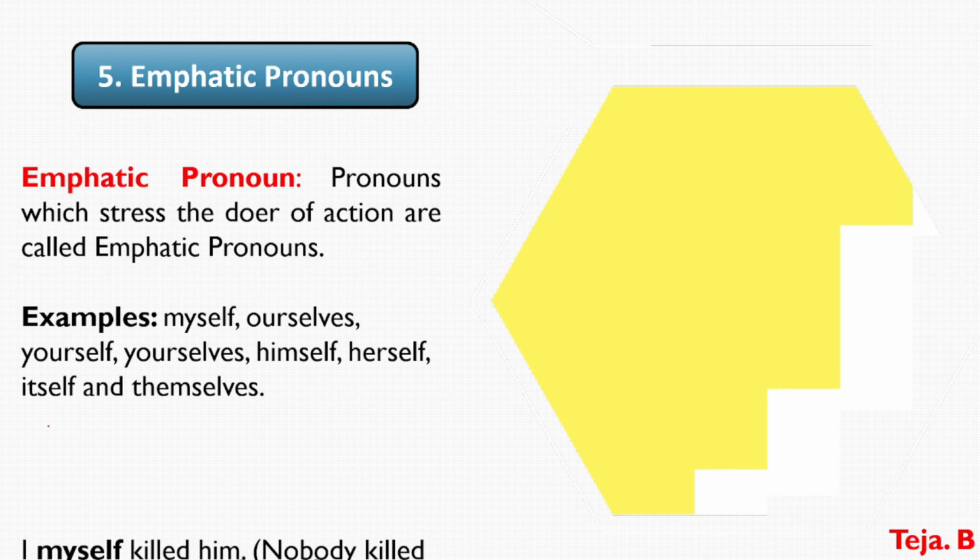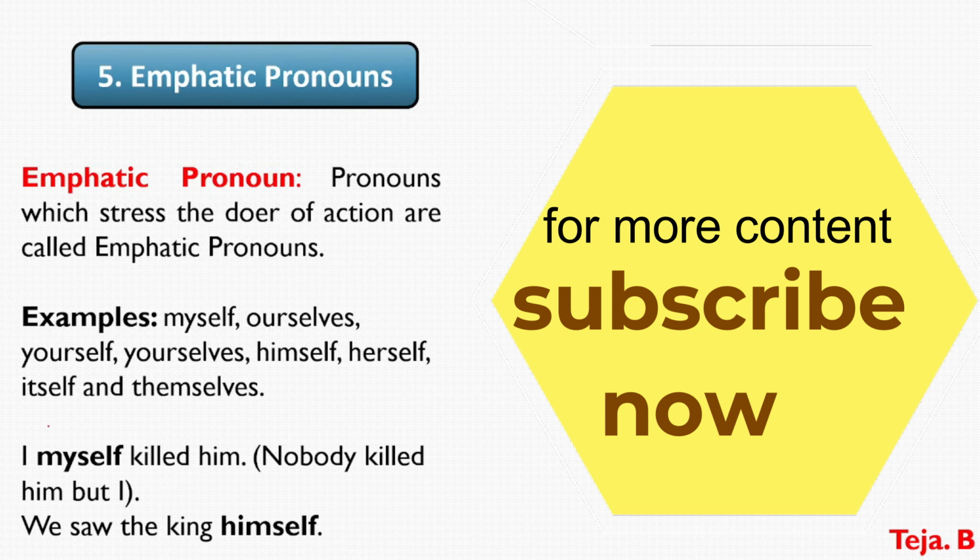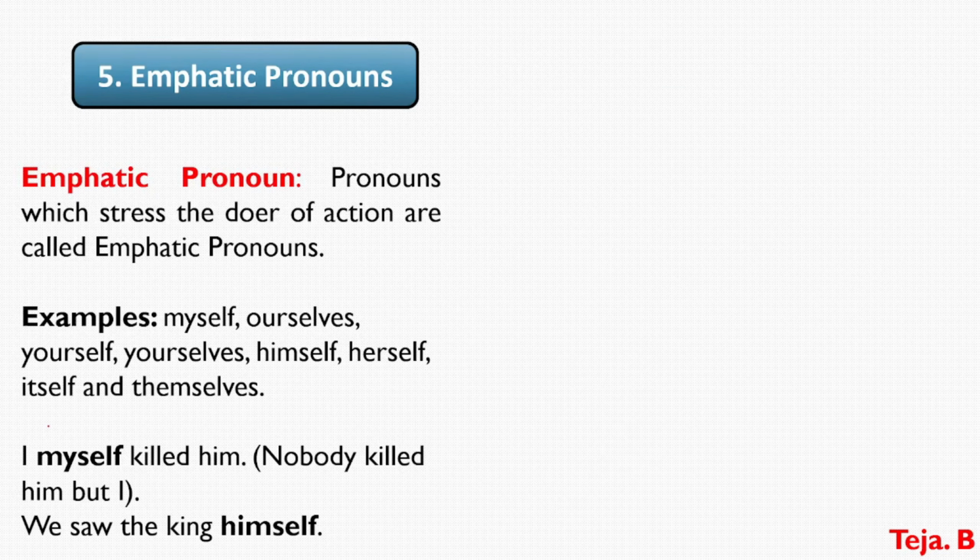Let's see some examples. Here, I myself killed him. See the use of the word myself, the pronoun. Nobody killed him. I myself did it. Myself is the pronoun which stresses the action done by the subject.